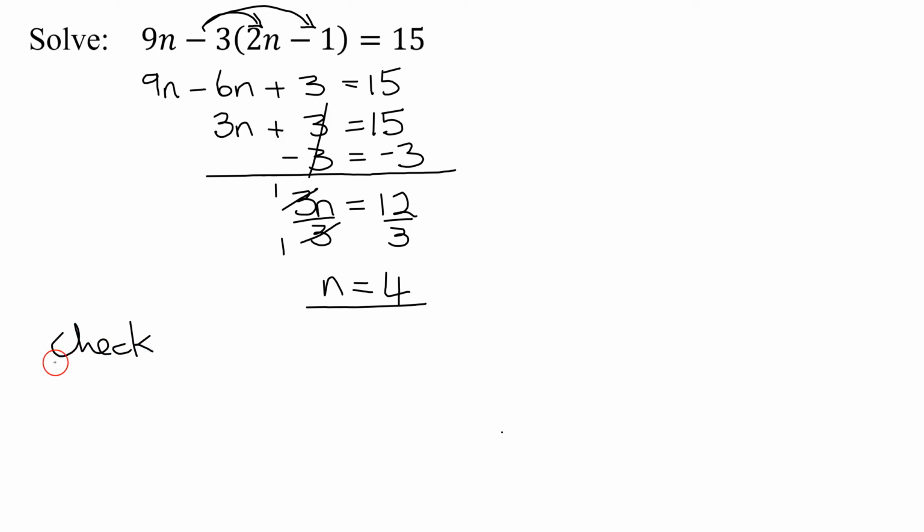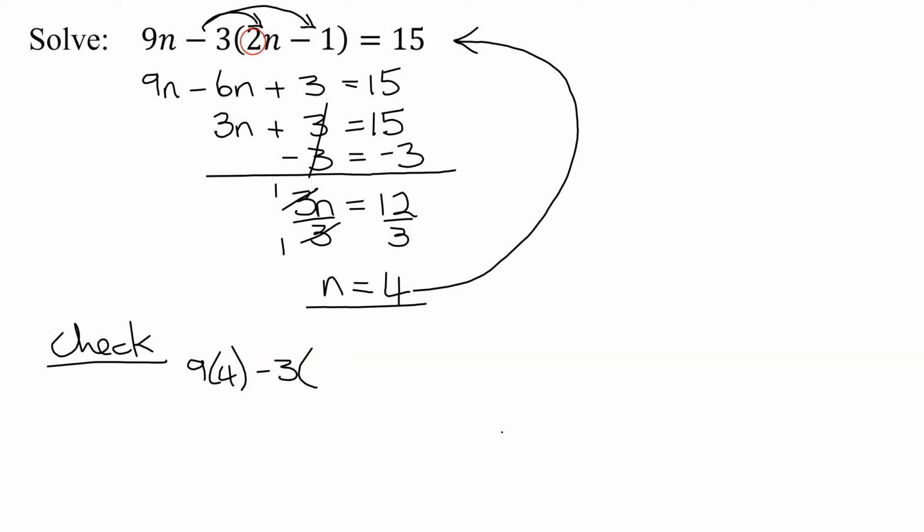And to check it, you plug the value n equals 4 into the very original equation. So that means wherever I see an n, here and here, I'm going to put a 4. So I'm going to have 9 times 4 minus 3 times the quantity 2 times 4 minus 1 should equal 15.